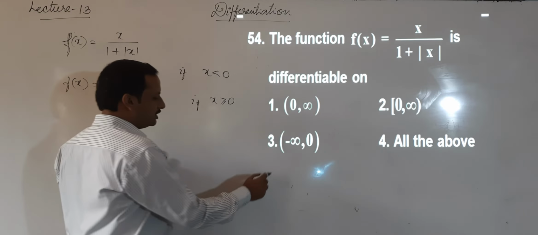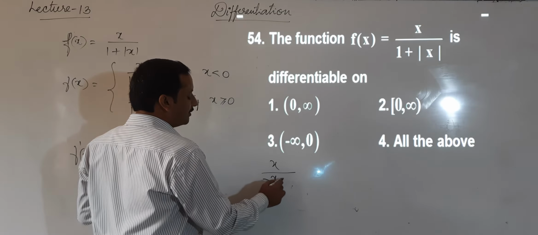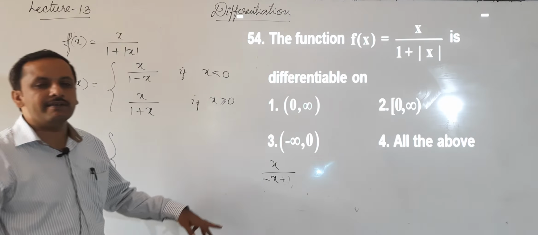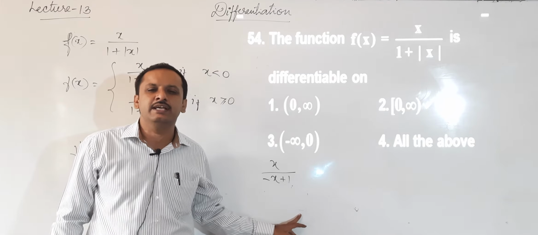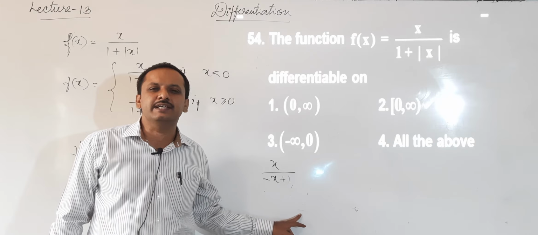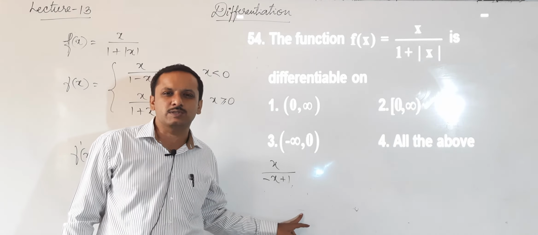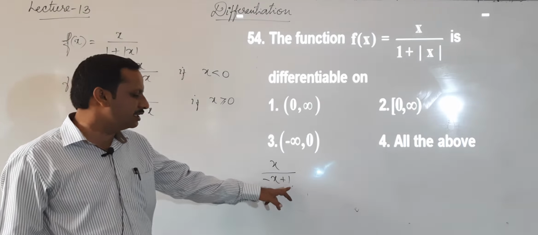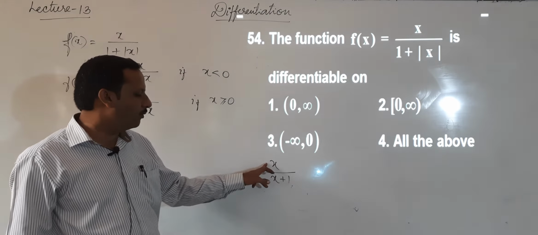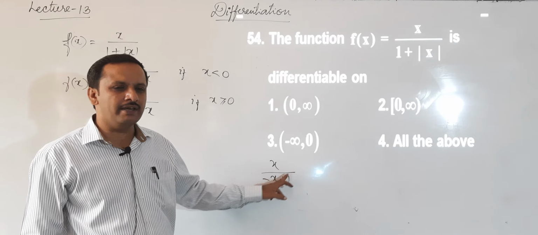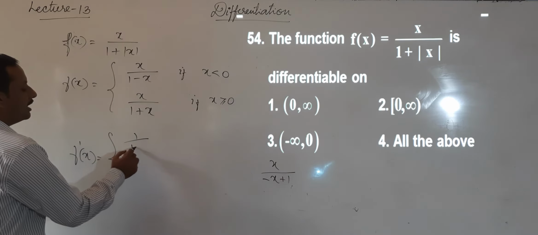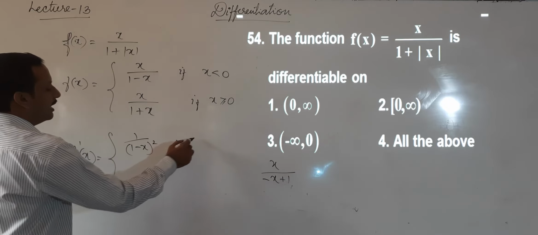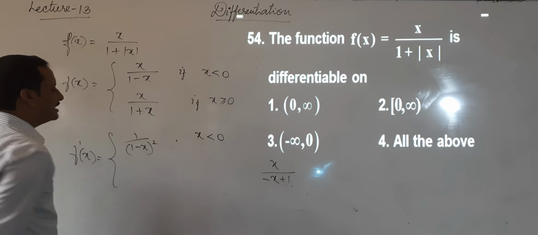Directly differentiate this and put x equal to 0. I will write it in this form, x by minus x plus 1, because here I have one shortcut. If it is of the form ax plus b by cx plus d, then directly you can write its derivative as ad minus bc divided by cx plus d whole square. You know that formula. Its derivative will be 1 minus 0, that is 1, divided by minus x plus 1 whole square. In other words, 1 by 1 minus x whole square if x is less than 0.